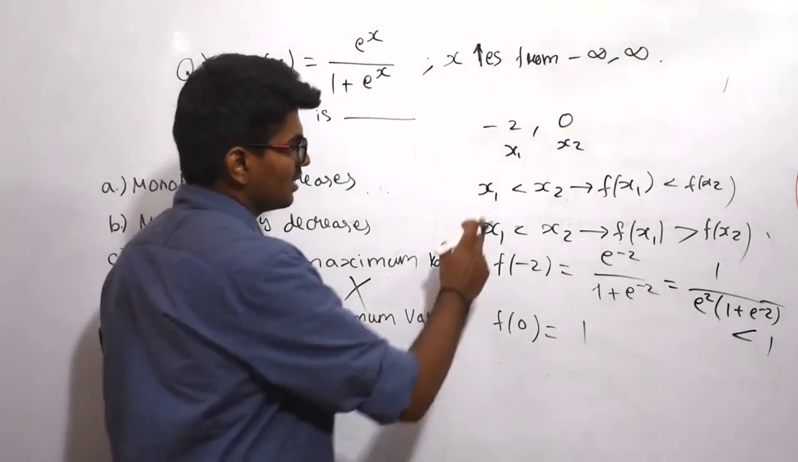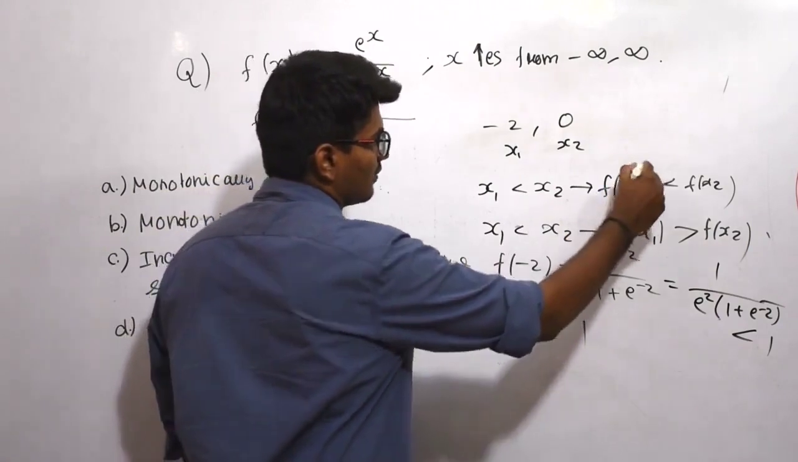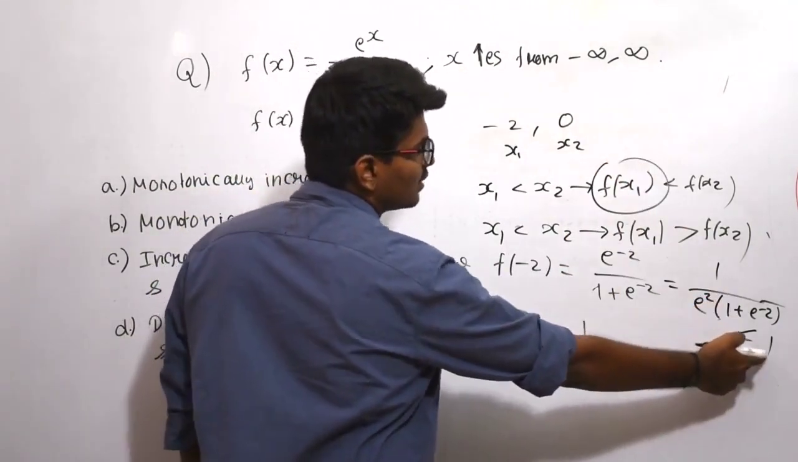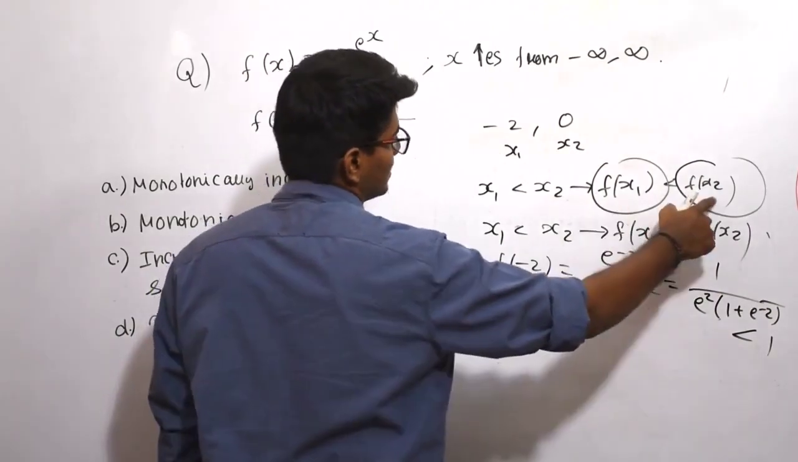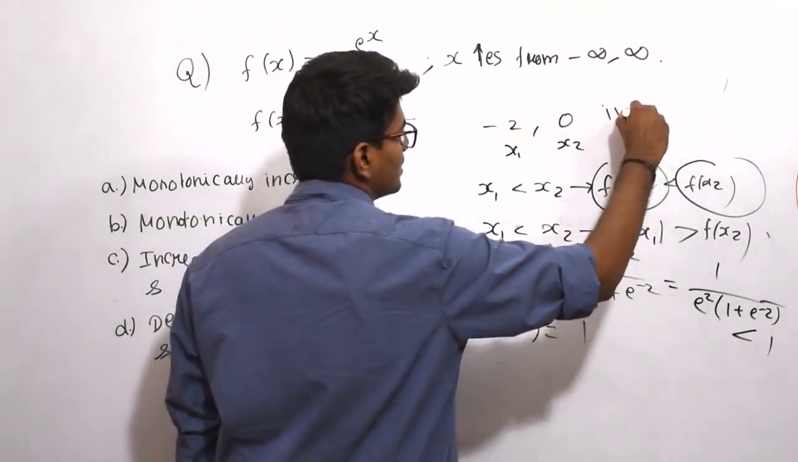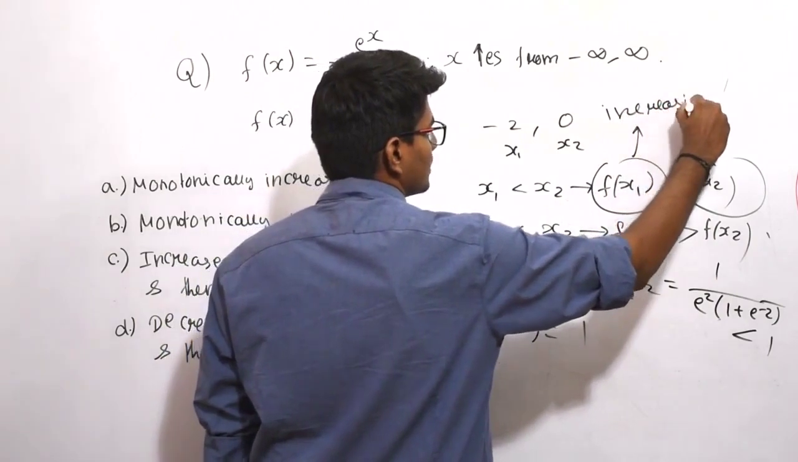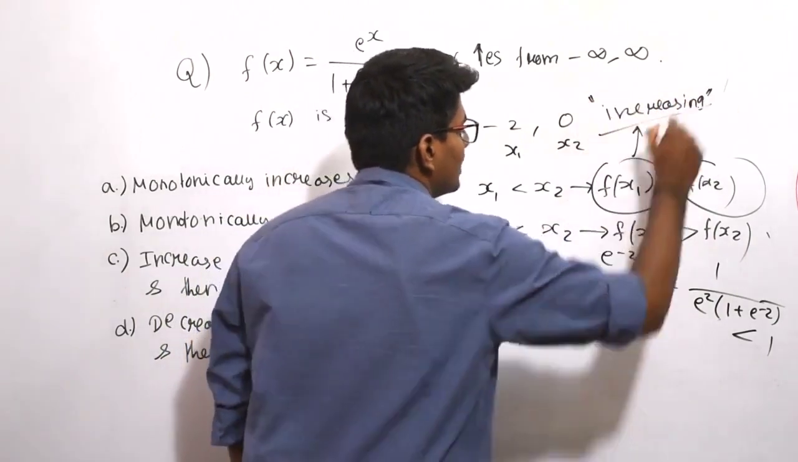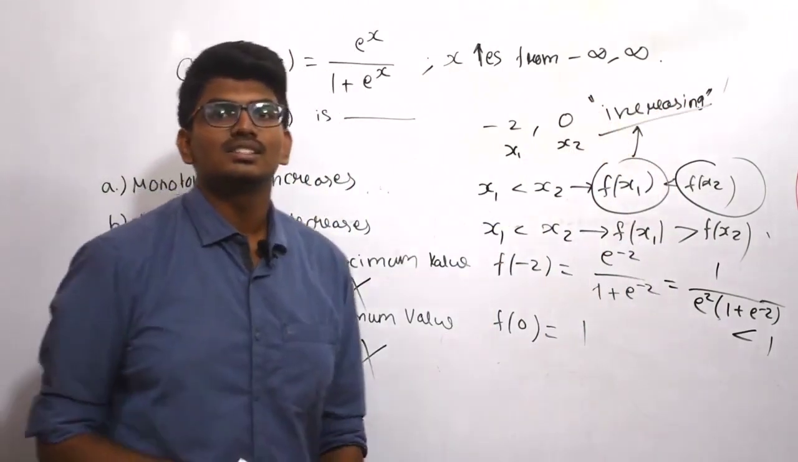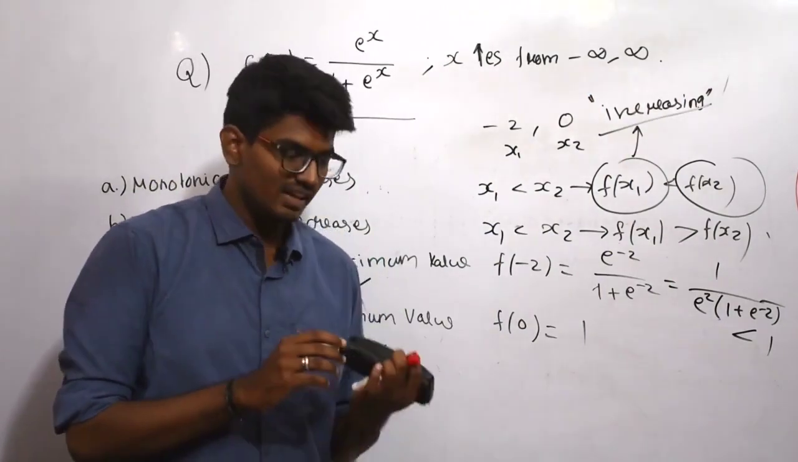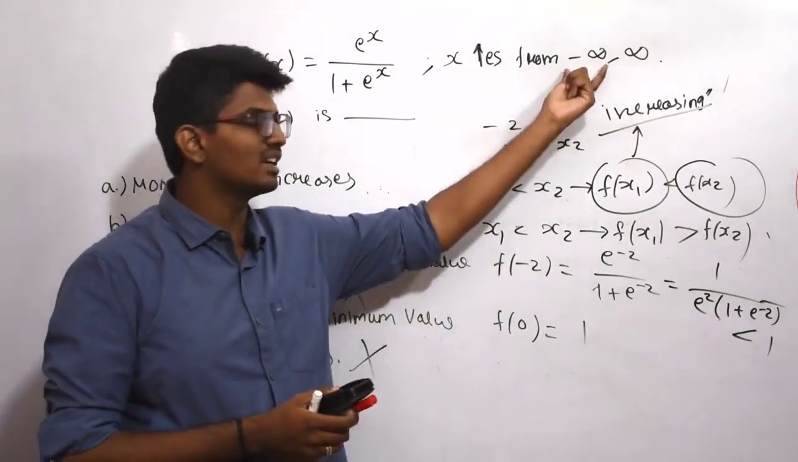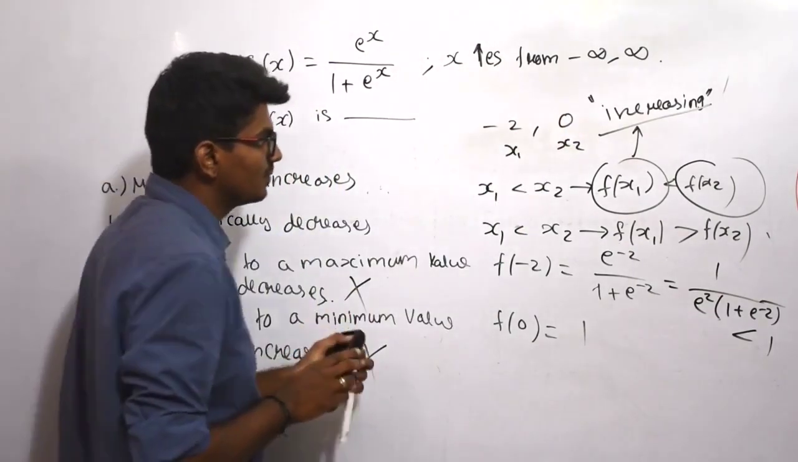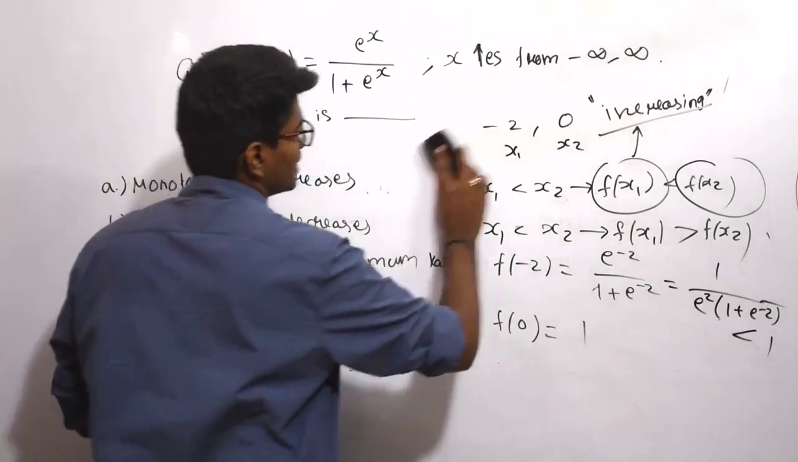So now what can we judge? x1 is less than x2, and f of x1 is some decimal value which is less than 1, and f of x2 is 1, which means f of x1 is less than f of x2, which means it is increasing. And it is strictly increasing, or monotonically increasing. The reason is there is only one critical point, and that critical point lies at minus infinity. So how is it going to vary? You can check it.